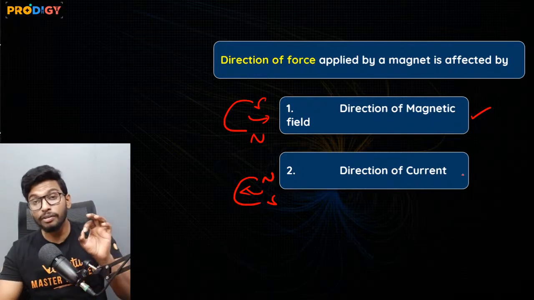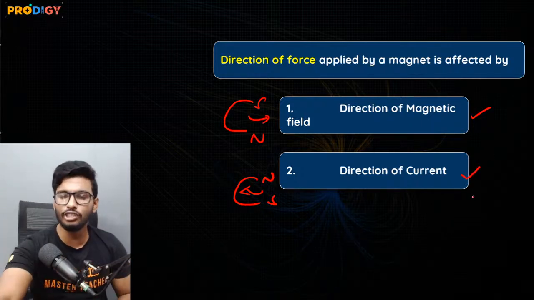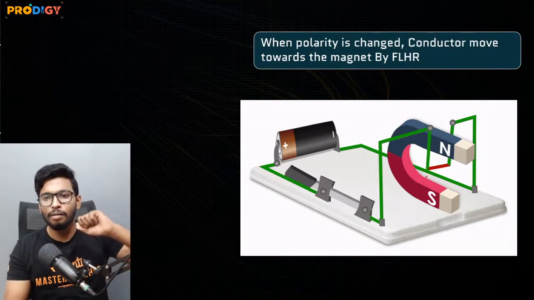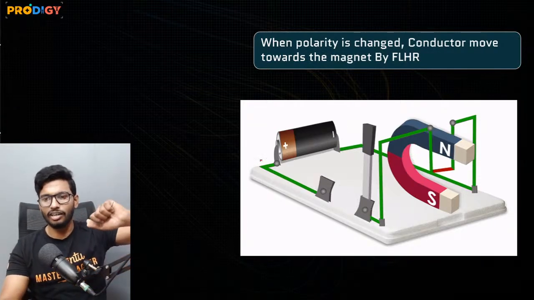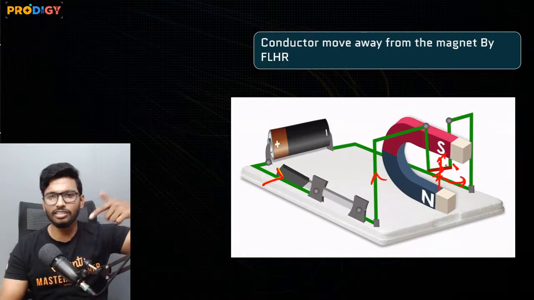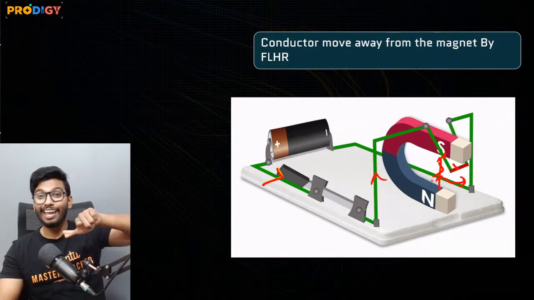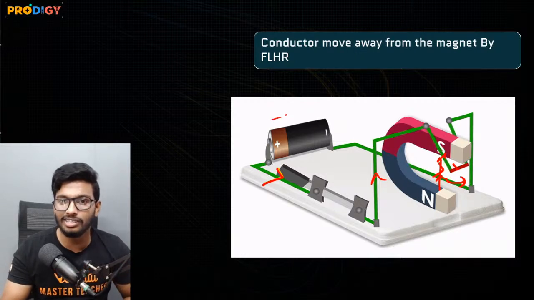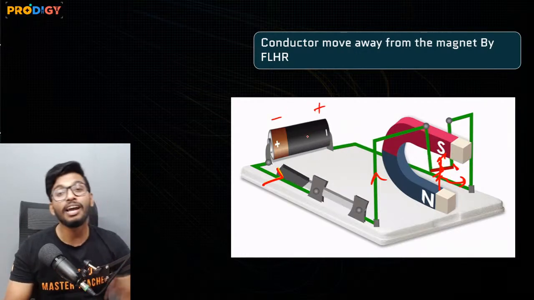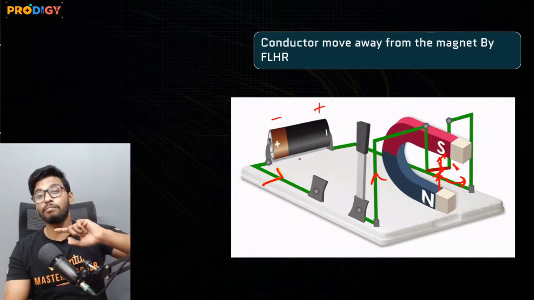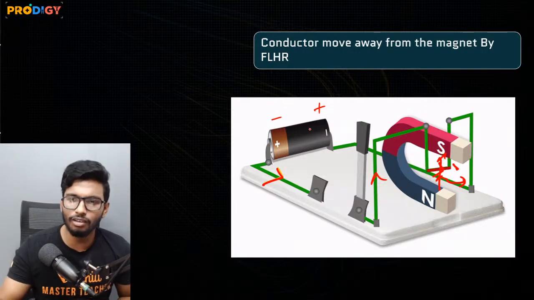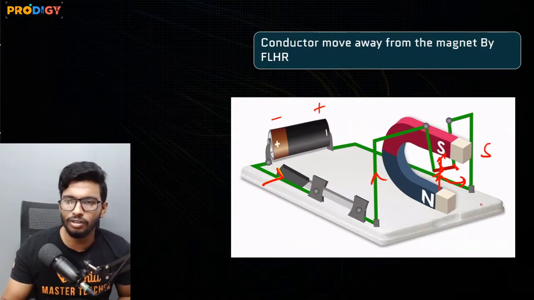It also depends on the direction of the current. Initially, if you look at this example, current is flowing from left to right. But if I change the direction of current, if I change the polarity of the battery, if I make this the negative terminal and this the positive terminal, that can also have an impact on the direction of the force on the current carrying conductor. So you can see over here, guys, if you pay attention, this is the south pole, this is the north pole.